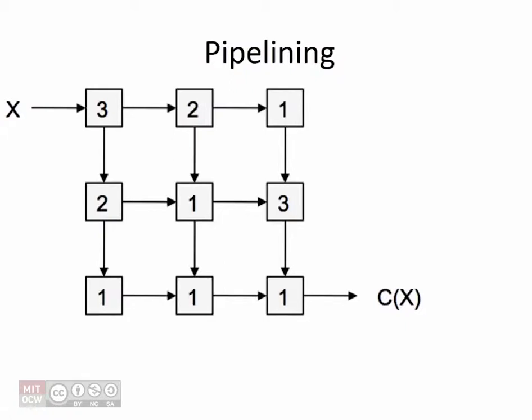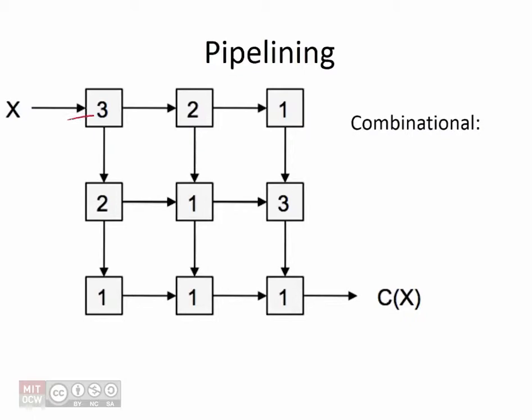We are given this circuit, which consists of 9 combinational modules connected as shown. The number in each block corresponds to the propagation delay in microseconds of that block. The first question we want to ask ourselves is, what are the latency and throughput of this combinational circuit?